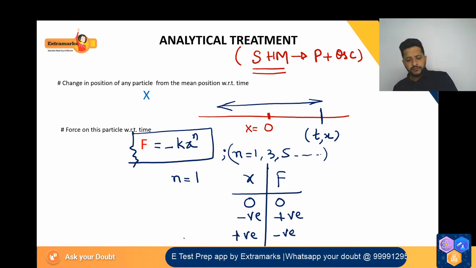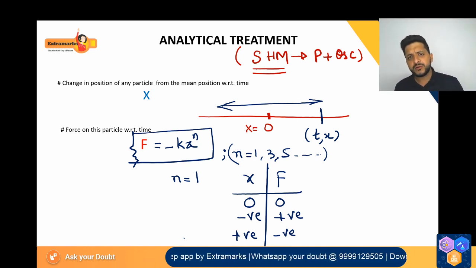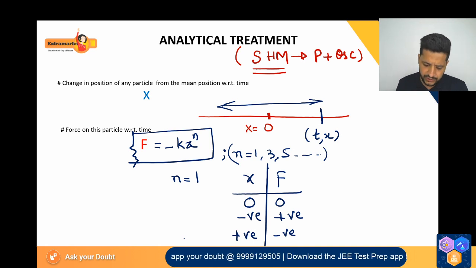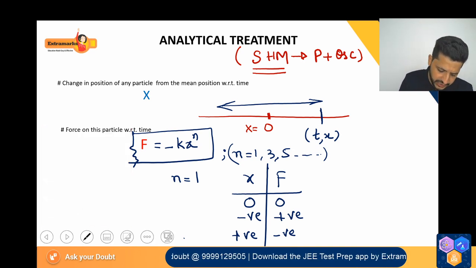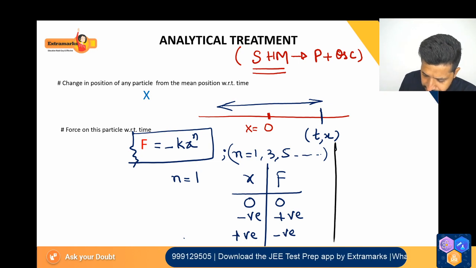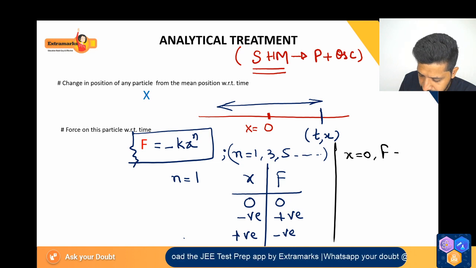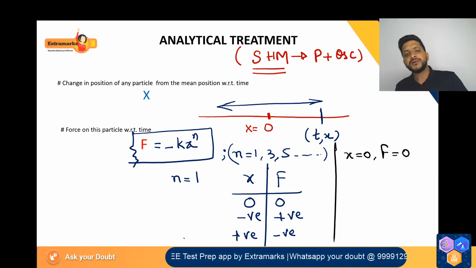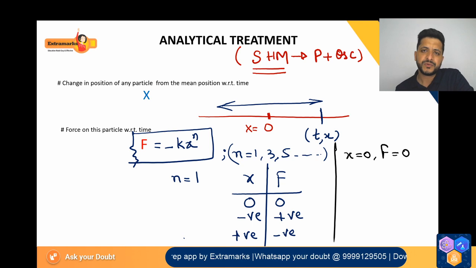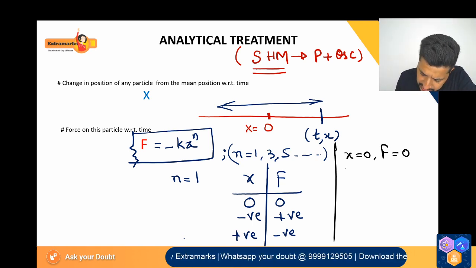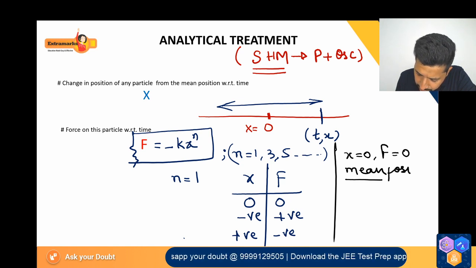Correct? Even if you put n equal to 3, n equal to 5, n equal to 7, you are going to get a similar table, a similar table with these three aspects. That is, when x is 0, F is 0. This is the position where the net force on the particle is 0. And we name this position as the mean position. What we call it? Mean position.